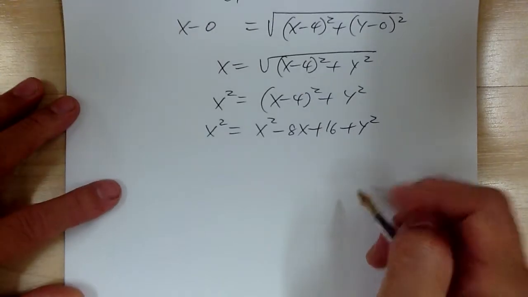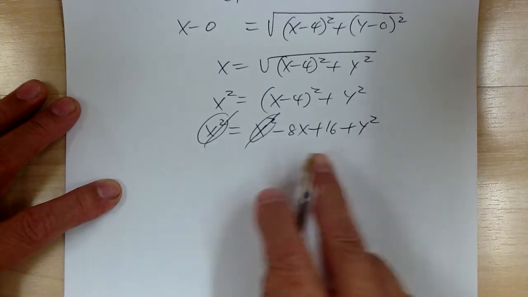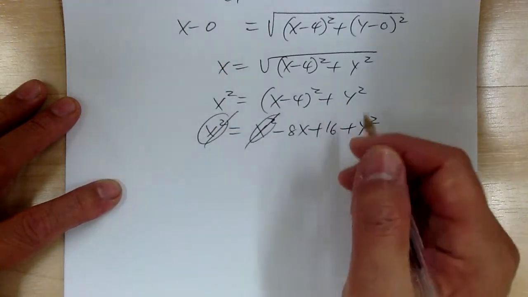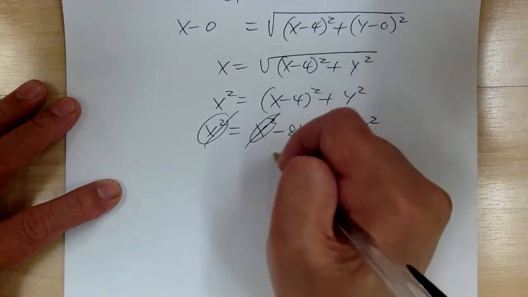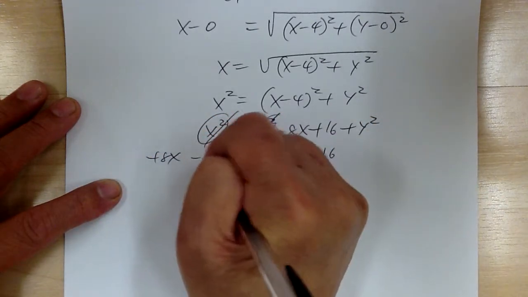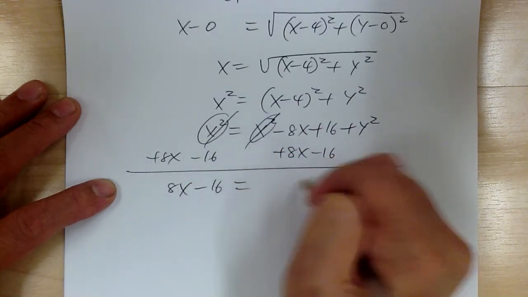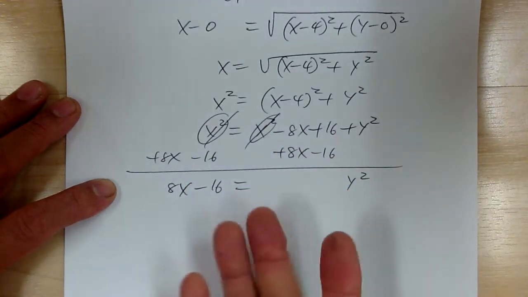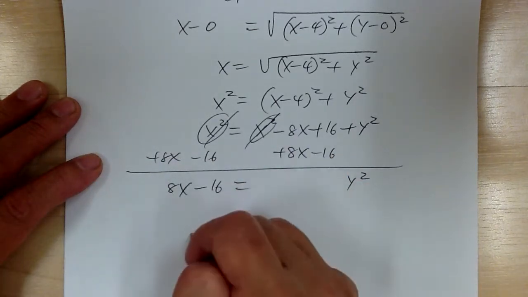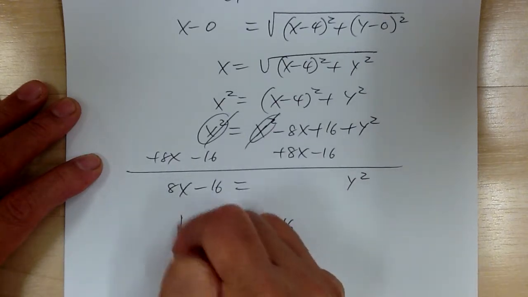Okay, and this will cancel out, and you can just rewrite this, or if you want to get the book answer, you move this over. So you plus 8x, minus 16, minus 16. So you got 8x minus 16 equal to y squared. And in the book, they have the y squared on this side, so you just have to flip the whole thing over. So you get y squared equal to 8x minus 16.